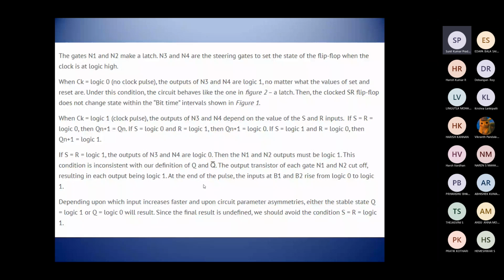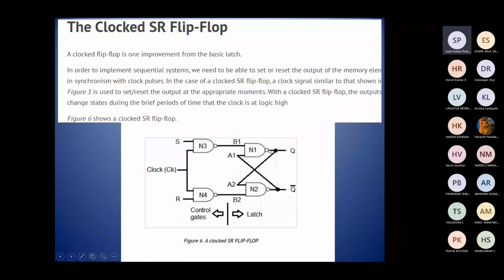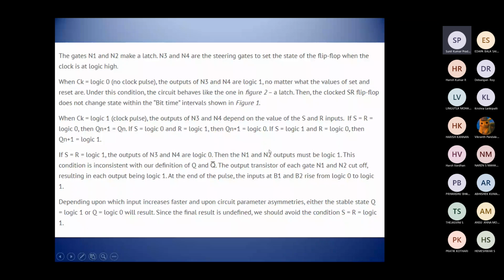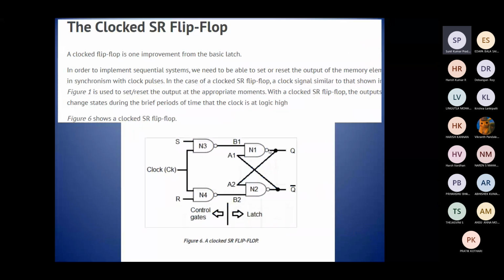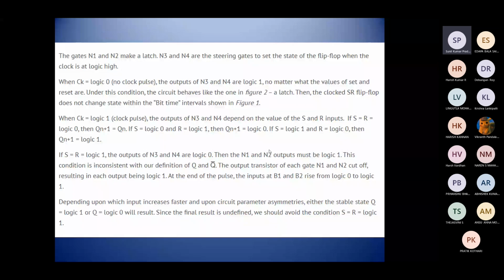Now, when the clock pulse is logic 1, then the outputs of N3 and N4 depend on the values of the S and R inputs. If S and R are equal to logic 0, then Qn+1 is equal to Qn. If S is equal to logic 0 and R is equal to logic 1, then Qn+1 is equal to logic 0. If S is equal to logic 1 and R is equal to logic 0, then Qn+1 will also be logic 1.